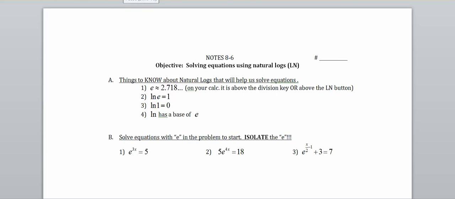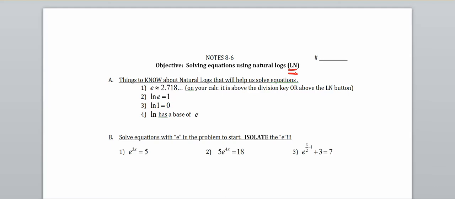Today's notes are on section 8.6, and we're going to solve equations using natural logs. Natural logs are abbreviated as LN. Let me get my pens ready. So we're going to use something called a natural log, and it's notated as LN.